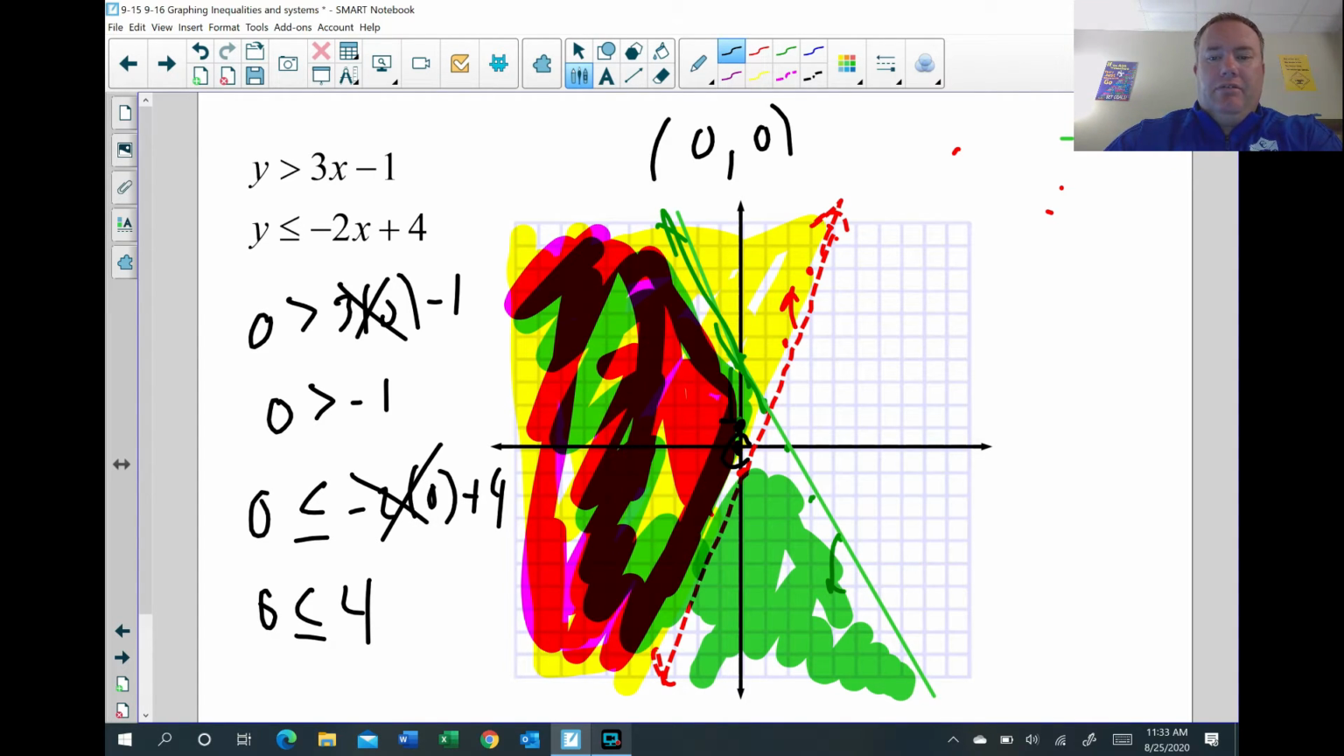Okay? If you pick points, say up here at 1, 8, not a solution to the system. It only satisfies the first equation. It doesn't satisfy the second one. Pick a point down here at say 2, negative 5. Not a solution. The reason why is it only satisfies the second equation, not the first.